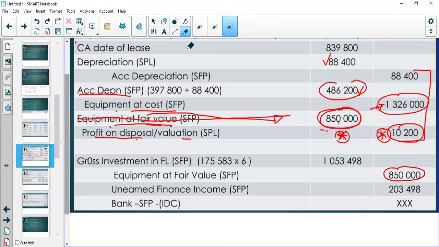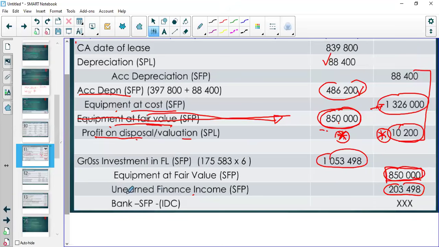Okay, so that's the gross investment. So we are giving away 850. So we are selling something worth 850 for 1,053,498. So we're making income of 203,498. But we haven't earned that income yet. So it's an unearned finance income.